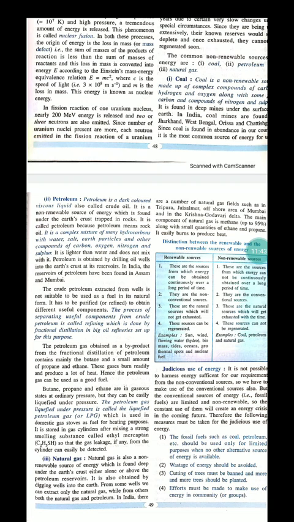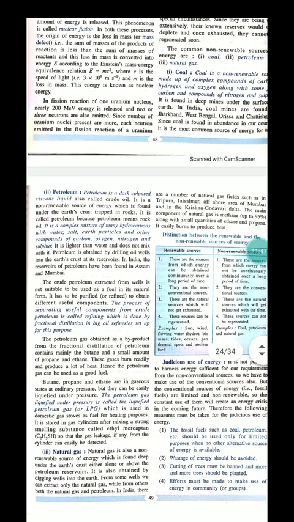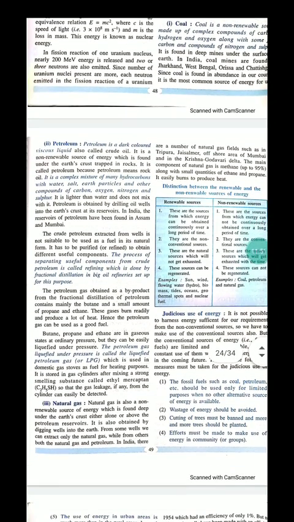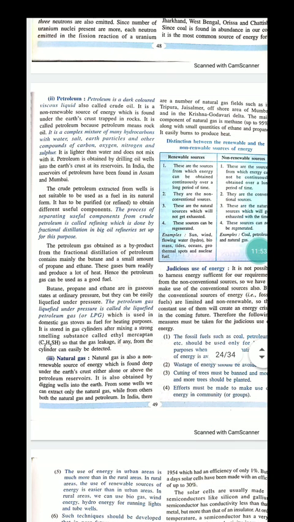The process of separating useful components from the crude petroleum is called refining, which is done by fractional distillation in a big oil refinery set up for the purpose. The petroleum gas liquefied under pressure is called liquefied petroleum gas.